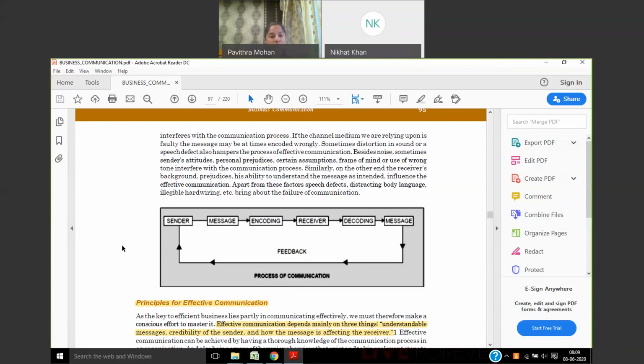In this encoding, I will encode it to 4 different departments: purchase, production, sales, marketing. Then it will go to my receivers, that is the different departments. Then it will be decoded by them. They will understand what is given in the message, and the message will be perceived by each department.